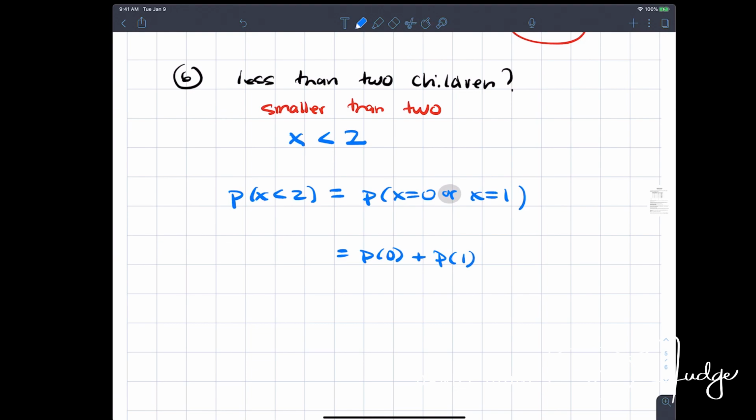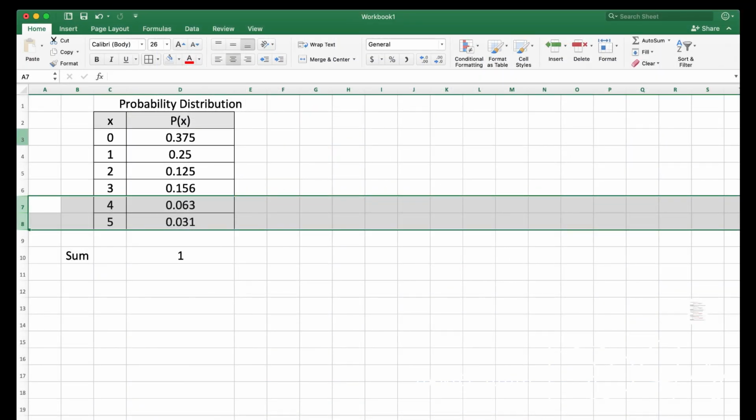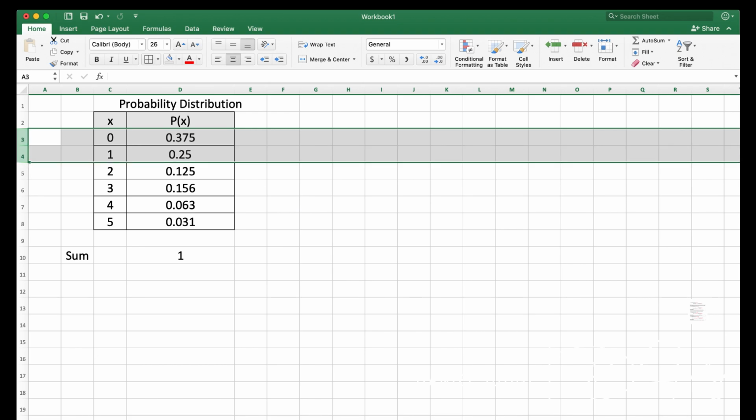Go back to your distribution. Add these two values. P of 0 we know is 0.375, and then p of 1 is 0.25.